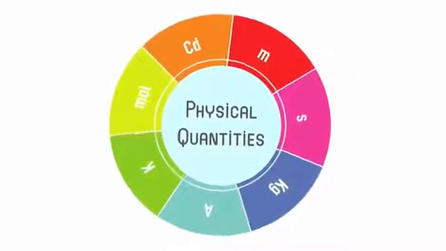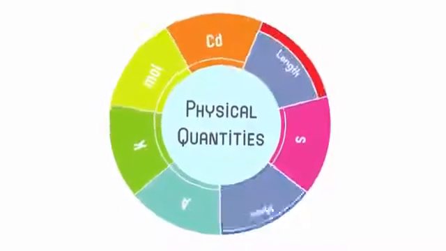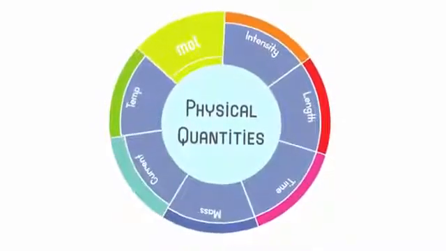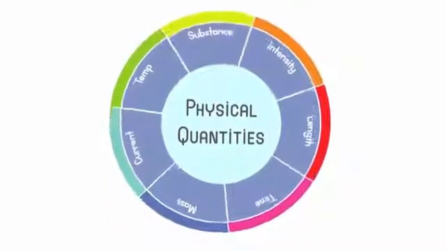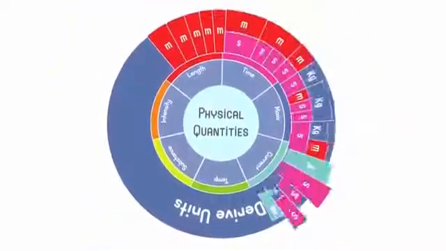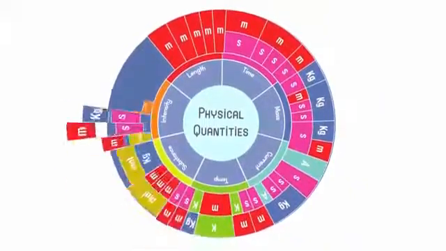The base quantities: for length it is meter, for time it is second, for mass it is kilogram, for current it is ampere, for temperature it is Kelvin, for substance it is mole. Okay, there are 7 types of it, and on this the derived quantities stand.